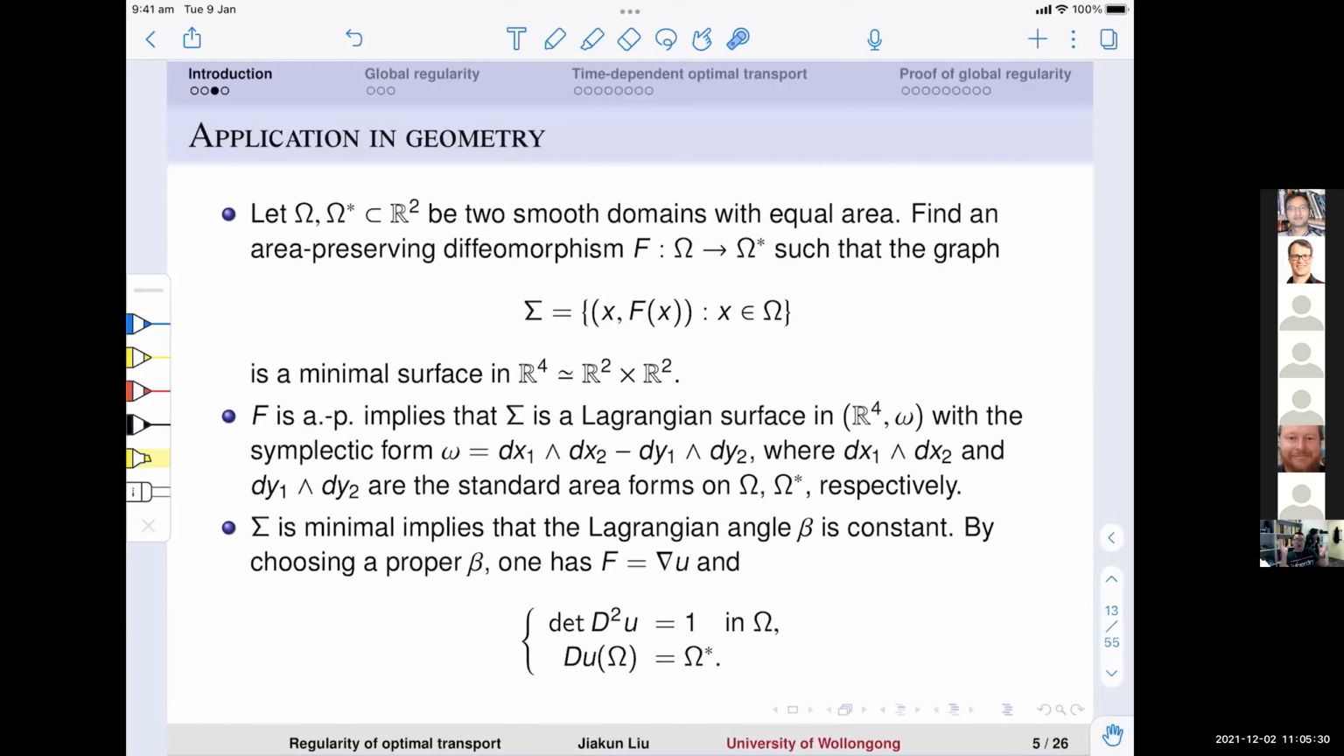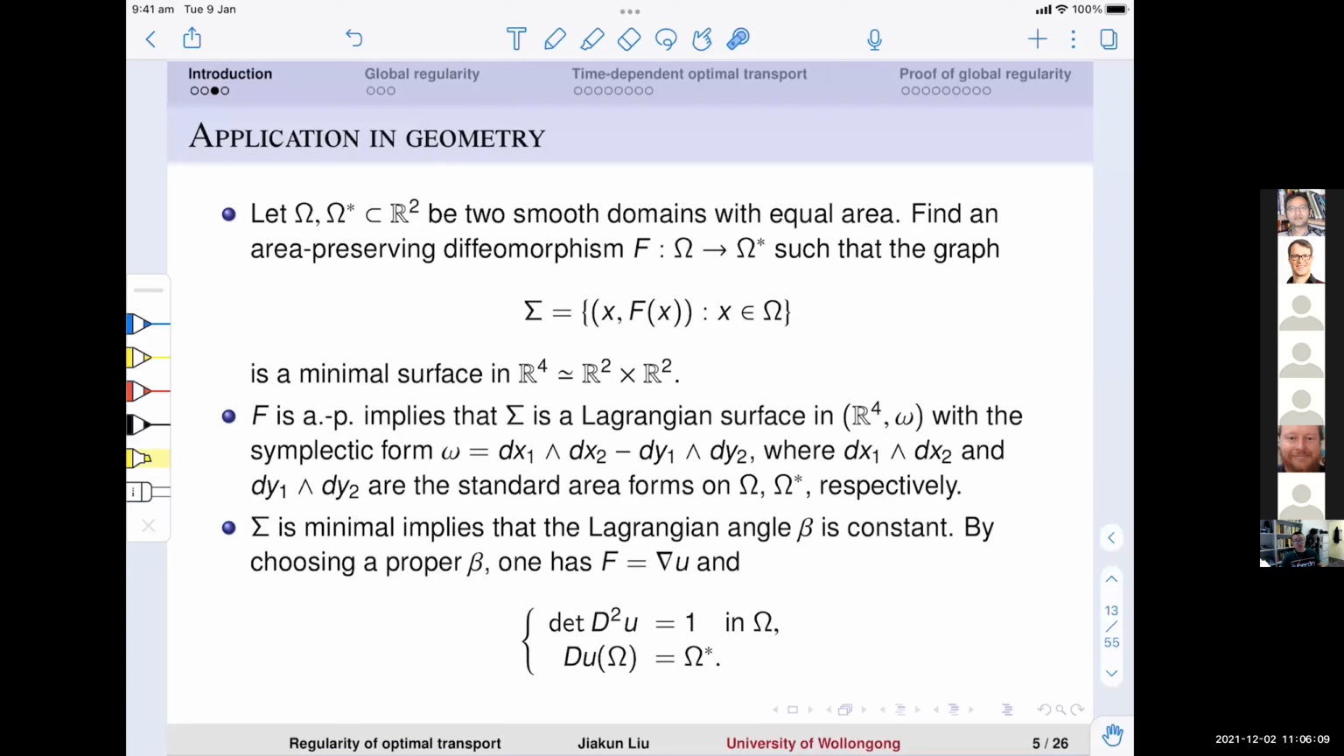And we can choose a proper coordinate such that that angle, I don't remember if it's 0 or pi over 2, but we have a special angle such that this mapping F is exactly equal to the gradient of some function u. So F is equal to Du. And this function u again satisfies our Monge-Ampère equation, that's determinant D2u equals 1, because the area is preserved and both have an equal area. And the boundary condition, again, is Du takes omega to omega star. So that's exactly the diffeomorphism F we are looking for.